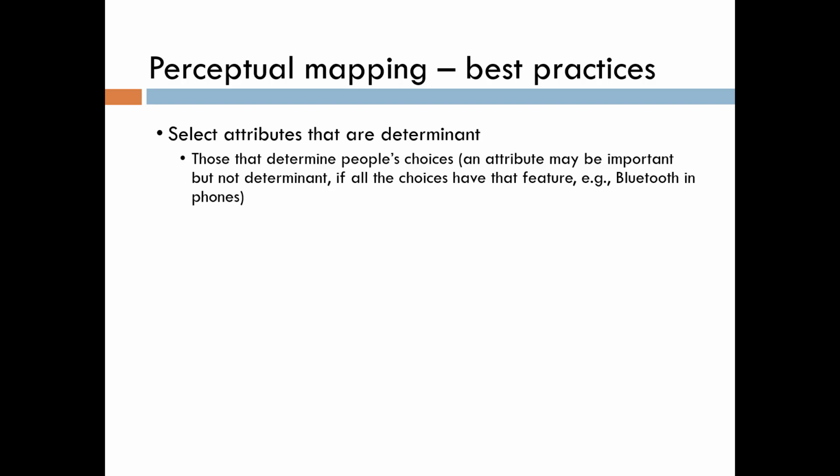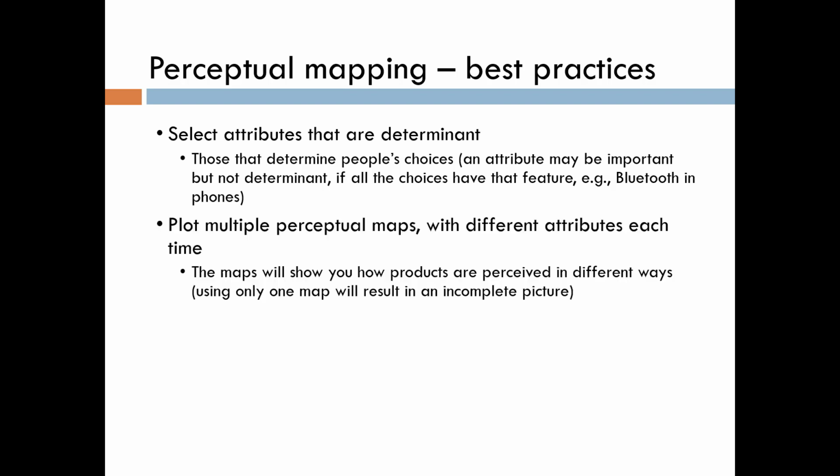Here are some best practices for constructing perceptual maps. Select attributes that are determinant, that is, those that determine people's choices. As you may recall, an attribute may be important but not determinant if all the choices have that feature. For example, Bluetooth in phones is important but not determinant, since everyone has that feature.